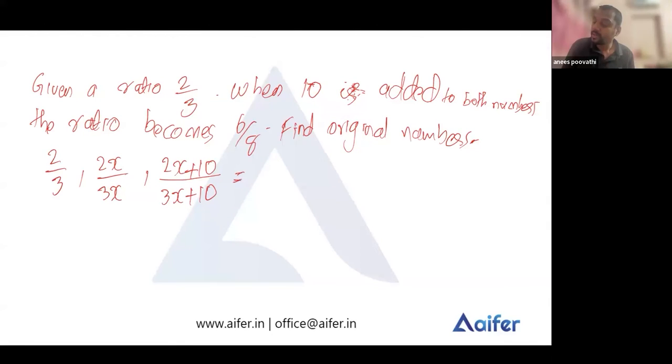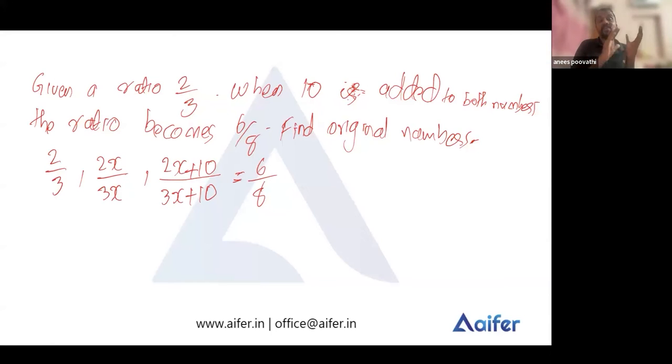We can write it as equals 6/8. So it's given that when 10 is added to both numbers, the ratio becomes 6/8. So you'll have 2x plus 10 by 3x plus 10 is equal to 6/8. Now we want to solve for x.